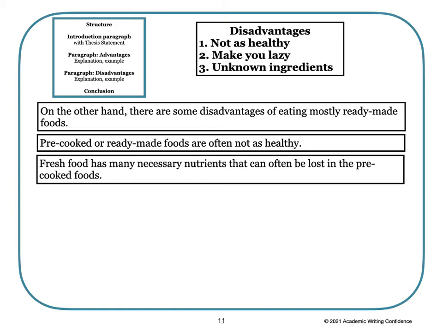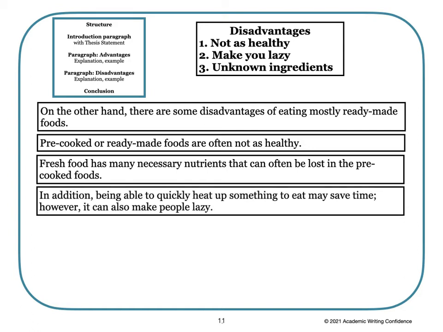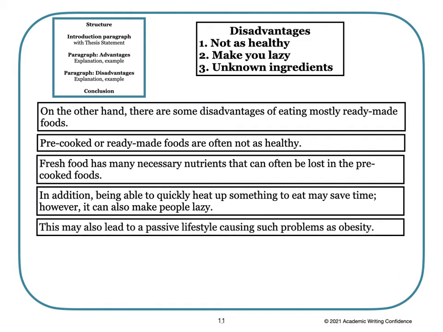Our next idea was that it would make you lazy. We can add a transition word and write this kind of sentence. In addition, being able to quickly heat up something to eat may save time. However, it can also make people lazy. We can add another explanation by writing this sentence. This may also lead to a passive lifestyle causing such problems as obesity.